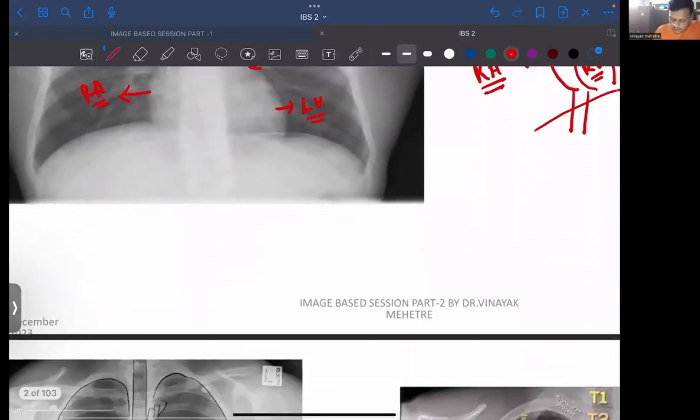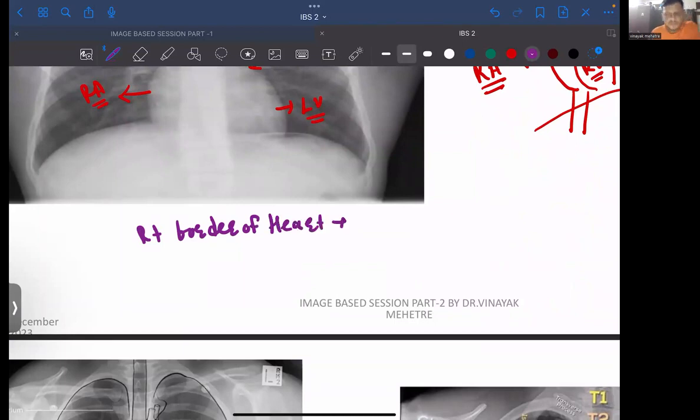One liner comes: right border of heart is formed by... Just remember the mnemonic which I am going to give. It is SIR. That is superior vena cava, inferior vena cava, and right atrium. Okay, these are the parts which are going to form the right border of the heart.